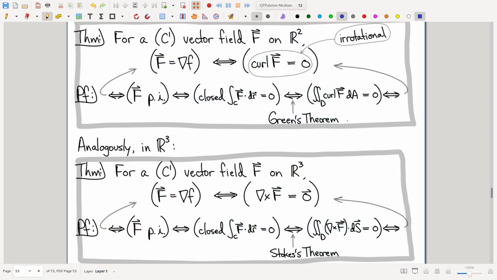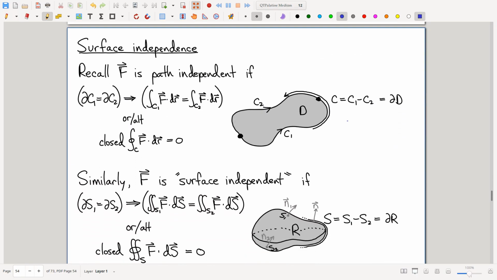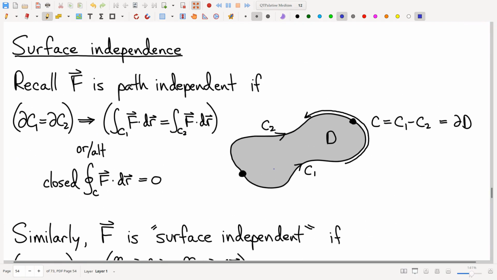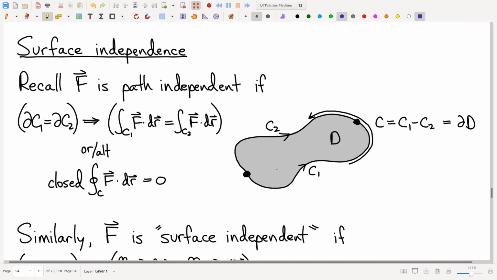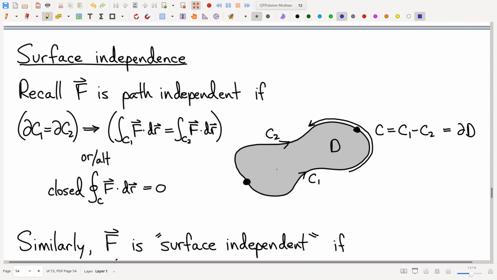Okay. All right. Surface independence. This is a really cool one. Let me start by reminding you of path independence. And remember that in particular, path independence is a special property. Most vector fields are not path independent. Cannot emphasize that enough. Special property. Okay, now that said, what is this property?